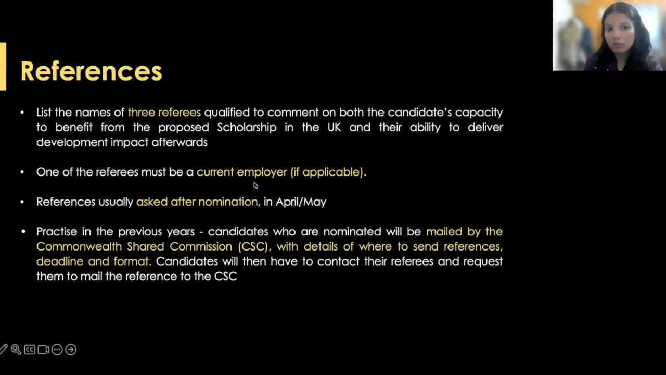The practice in previous years has been that candidates who are nominated will be mailed by the commission with details as to where they should send the references, the deadline for sending references, and the format: what the references should look like, who should be addressed, and all of that. You'll be mailed all of those details usually in April and May once you are nominated. Then candidates themselves will have to contact their referees and ask them to send it to the given mail ID. That has been the process so far.